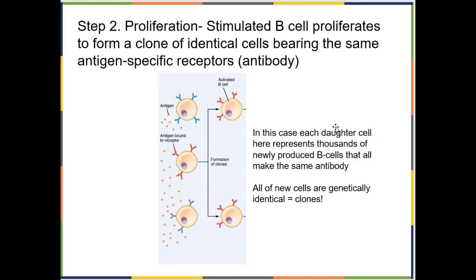So the first thing that happens following clonal selection is proliferation, right? This genetically unique B cell is now going to make many genetically identical copies of itself, so that you have thousands of cells that all make the same antibody. And because they're all genetically identical, we call them clones.